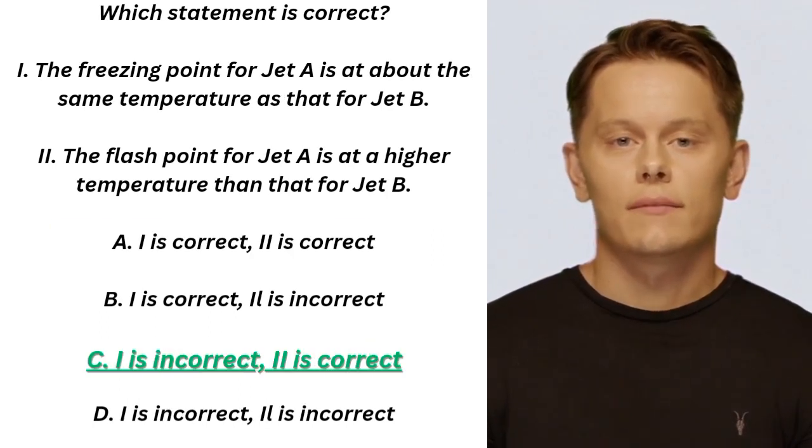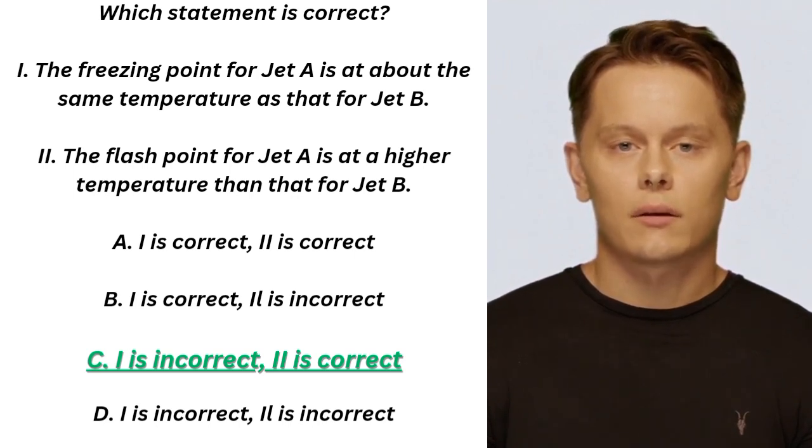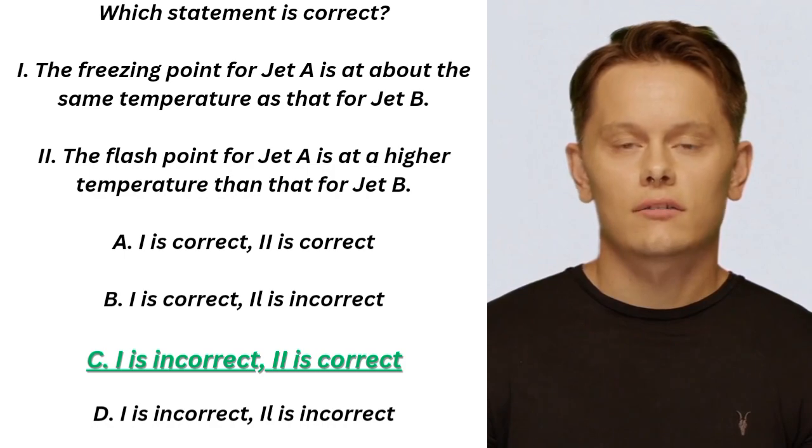Question 61. Which statement is correct? 1. The freezing point for Jet A is at about the same temperature as that for Jet B. 2. The flash point for Jet A is at a higher temperature than that for Jet B. The answer is C. 1 is incorrect and 2 is correct.